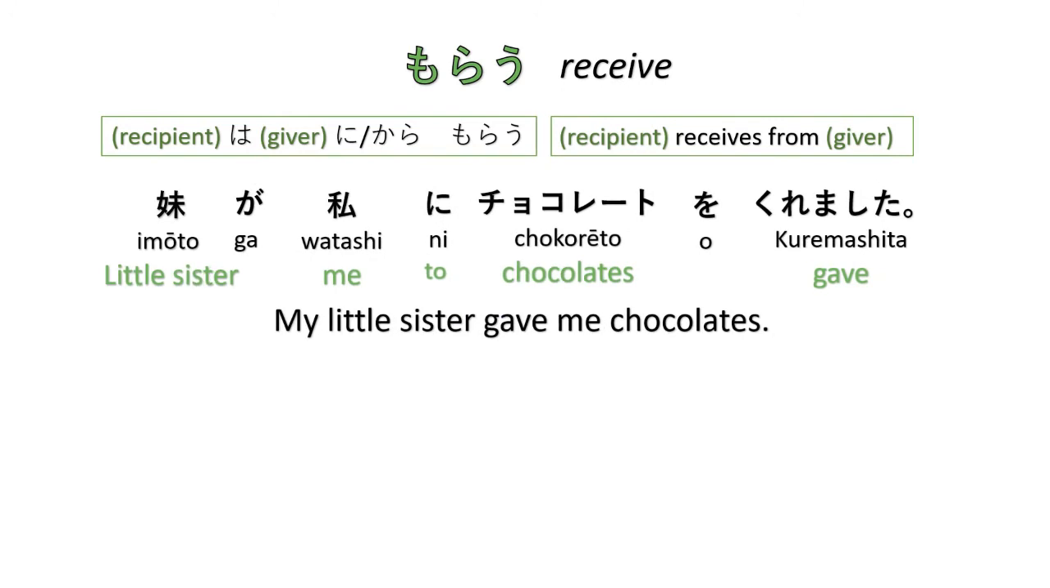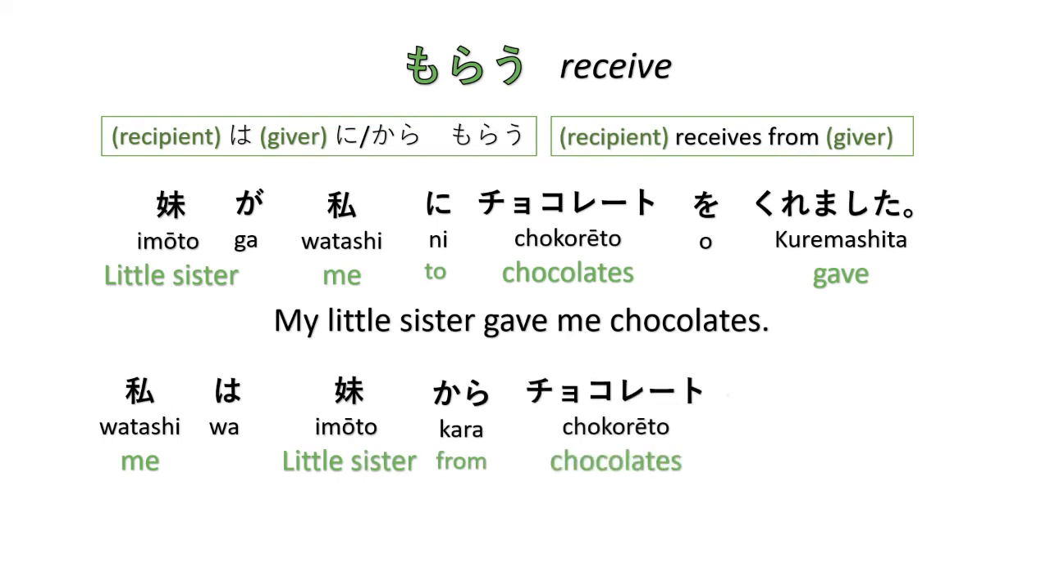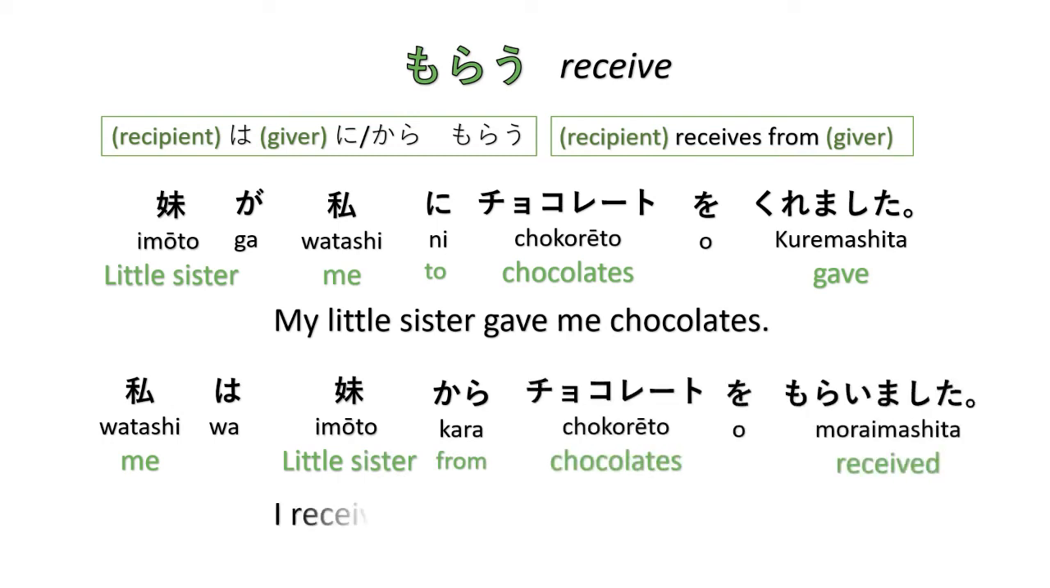Another example, imoto ga watashi ni chocolate o kuremashita. My little sister gave me chocolates. Here, I am the recipient and the giver is my little sister. Now, how are we going to translate this with moraimashita? The recipient first, that is me. Watashi wa, and the giver, imoto kara chocolate o moraimashita. I received chocolates from my sister.